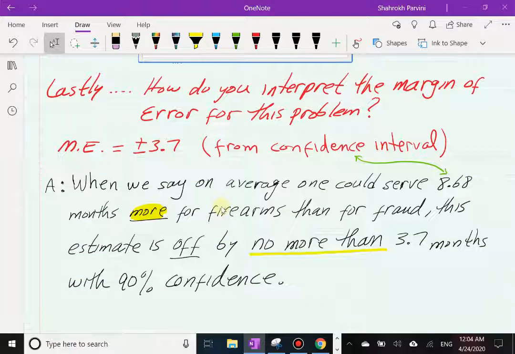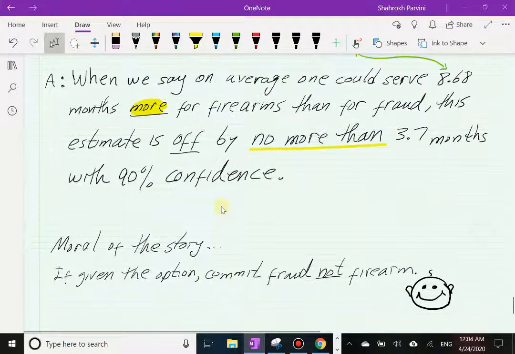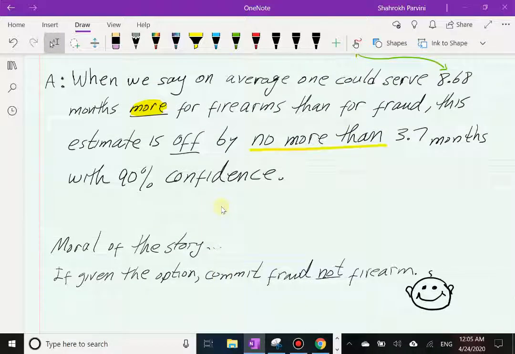Okay, so I just want to put that out there. So the moral of this story, and we're done with this: if you should commit a crime, and you have a choice between fraud or firearms, the recommendation based on this data is to commit fraud. You expect to do less time than for firearms. And it could be more lucrative. Who knows? Okay, so we're done.